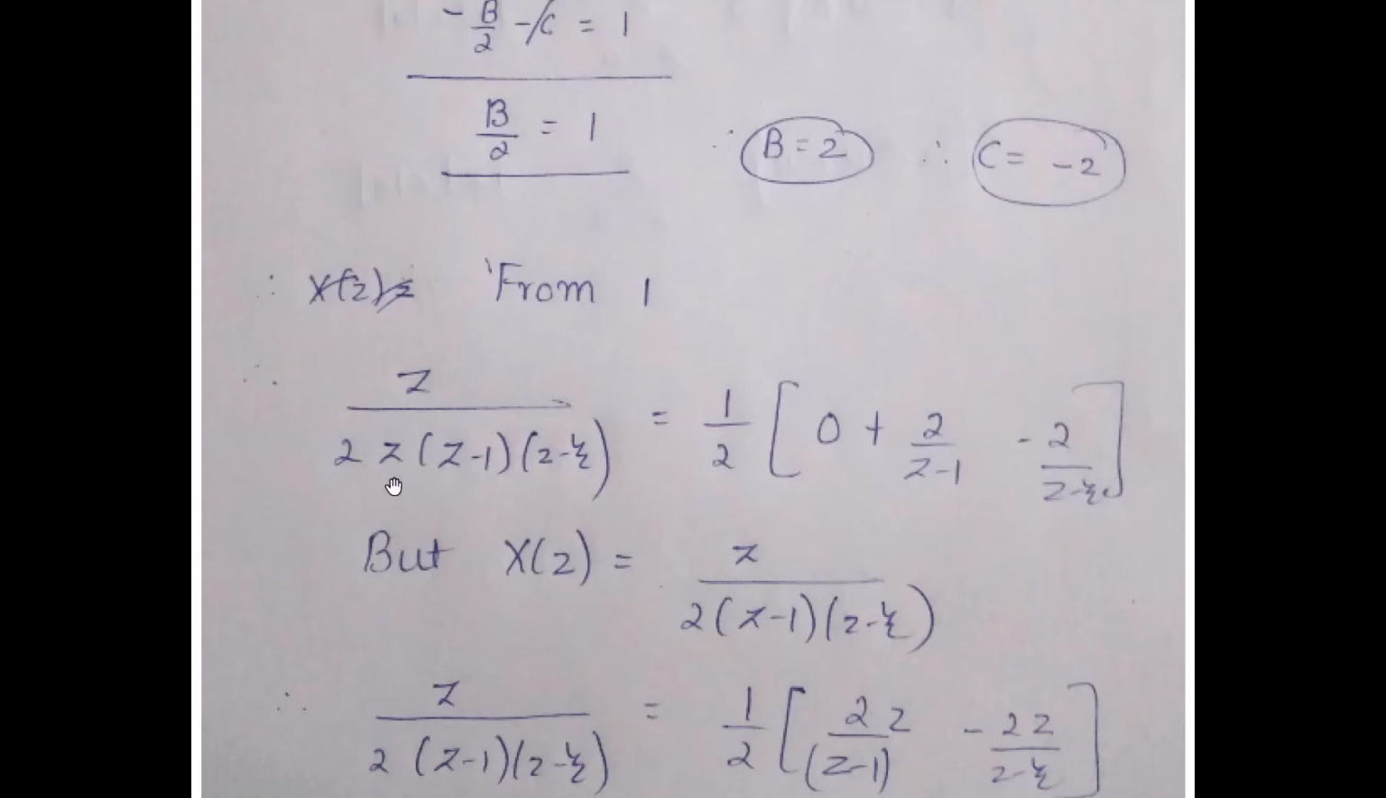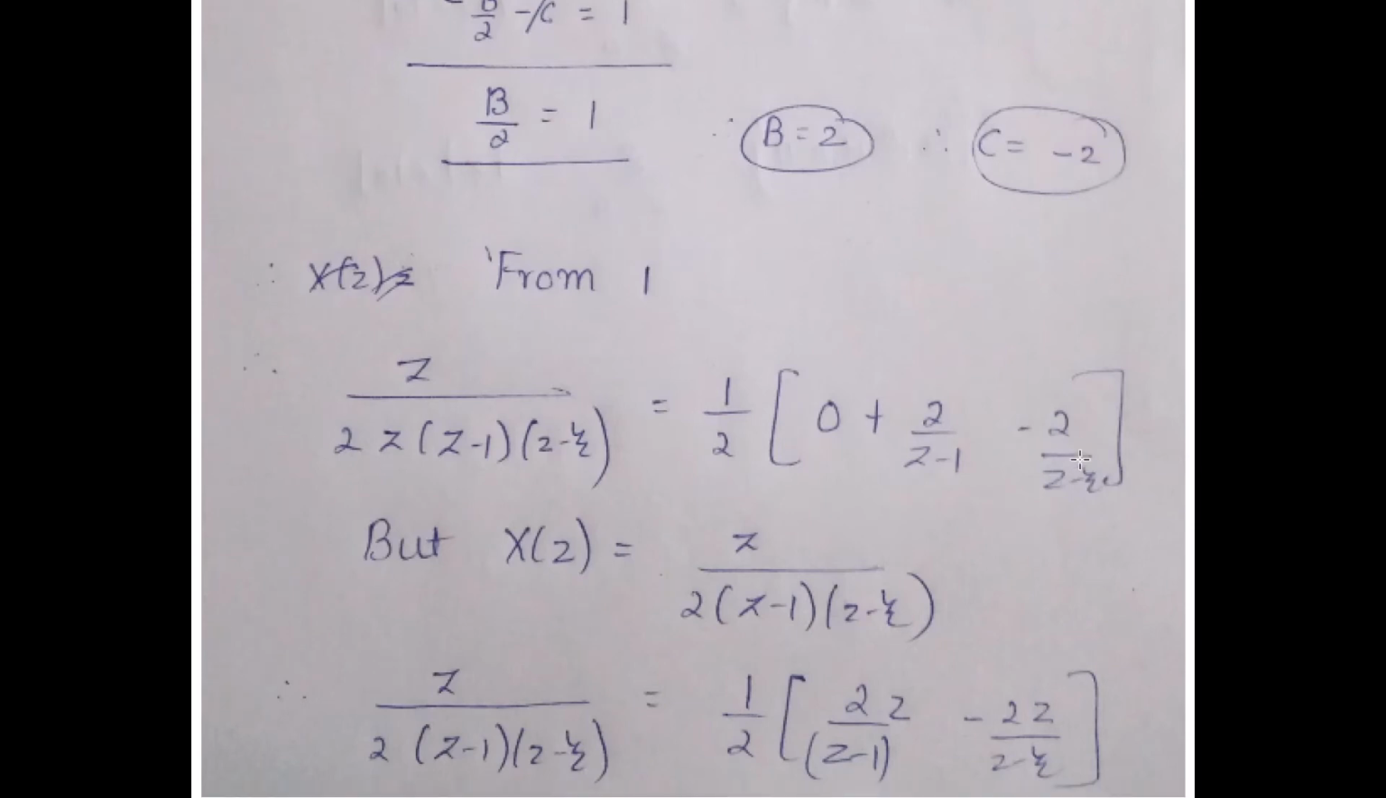I'll eliminate this z by multiplying z on both the sides. Fine. So what happens, z gets eliminated from here, and we'll have z on the right hand side of the given equation. So if you see, you have half into 2z upon z minus 1, minus 2z upon z minus half.